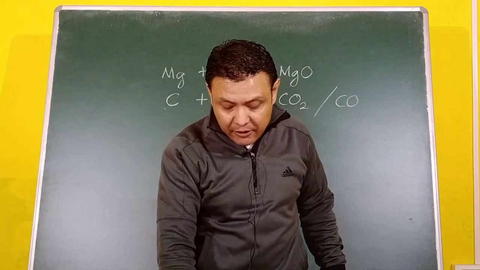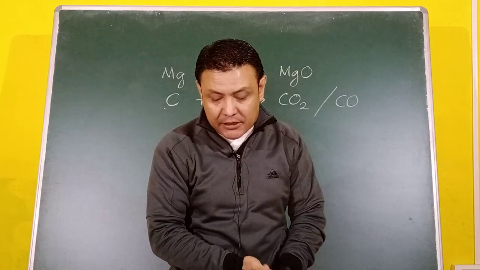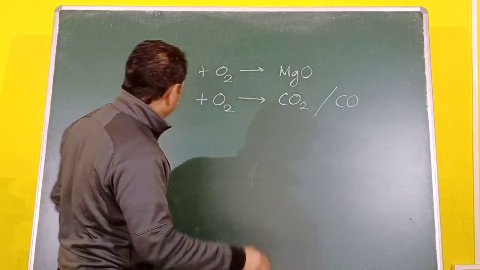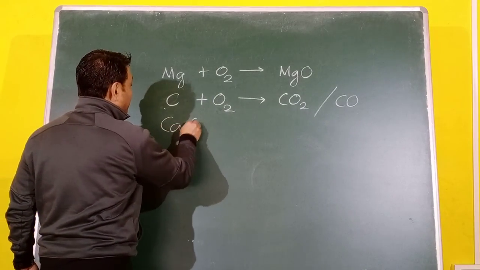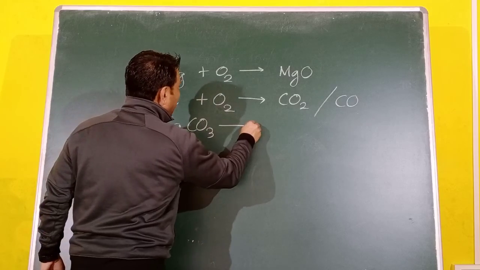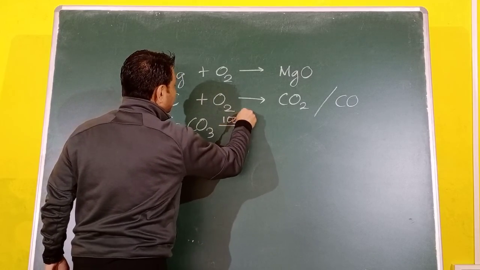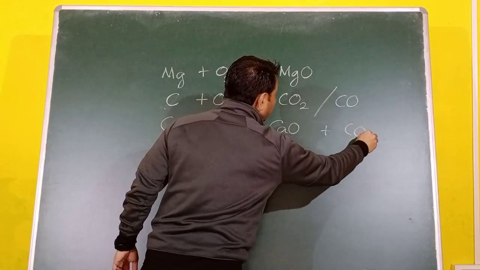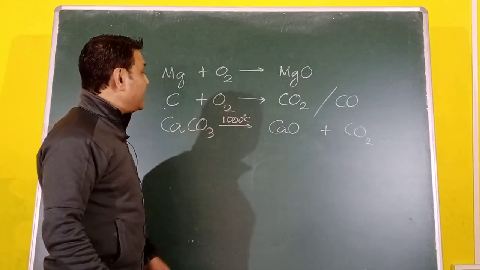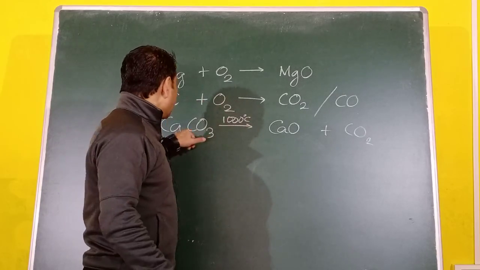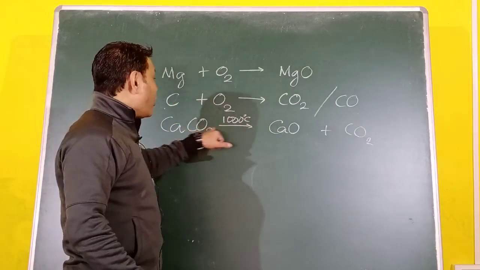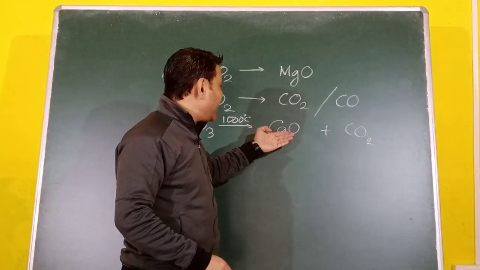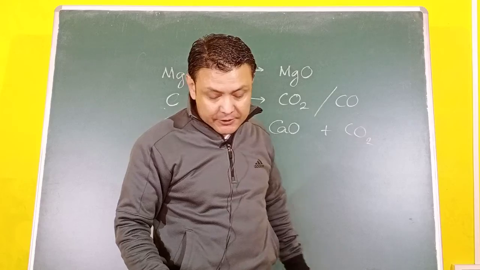So this is by the direct combination, and the other is by the thermal decomposition. I had already given an example of calcium carbonate, CaCO3 at 1000 degrees Celsius. What forms? Calcium oxide and carbon dioxide will be formed. So in this case, calcium also forms an oxide, carbon also forms an oxide, carbon dioxide. So two oxides are formed, calcium oxide and carbon dioxide.